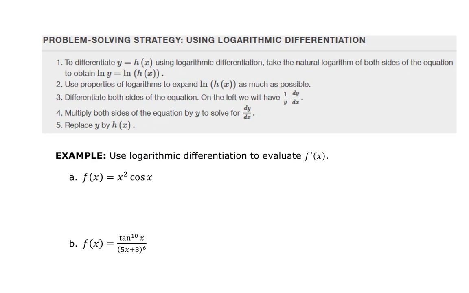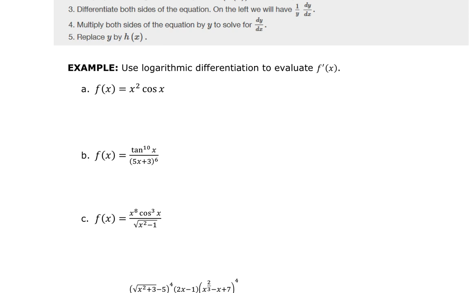Here are some strategies to do logarithmic differentiation. Now, why would we want to do logarithmic differentiation? Well, the reason we'd want to do this is if the thing I'm trying to take a derivative of is awful. So if I take a look at A, it's not too bad. I probably wouldn't do logarithmic differentiation. Problem B, I may or may not do logarithmic differentiation. C, I probably would.